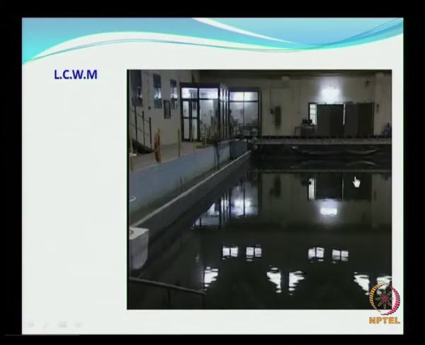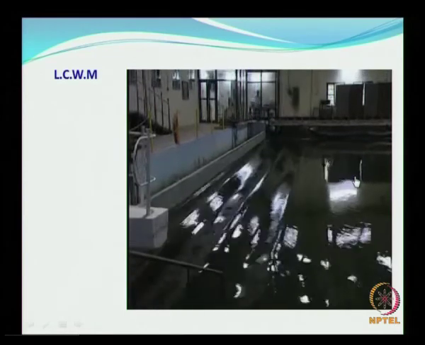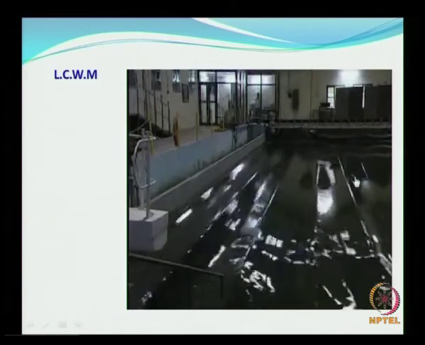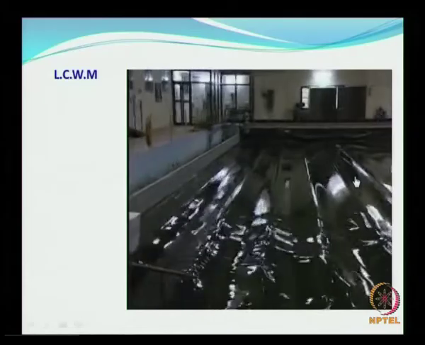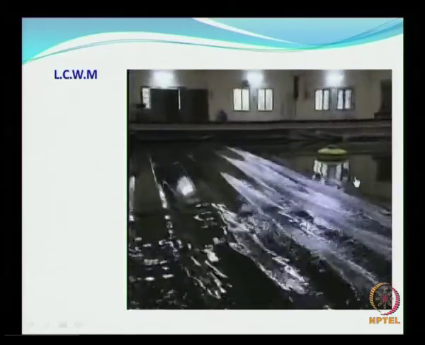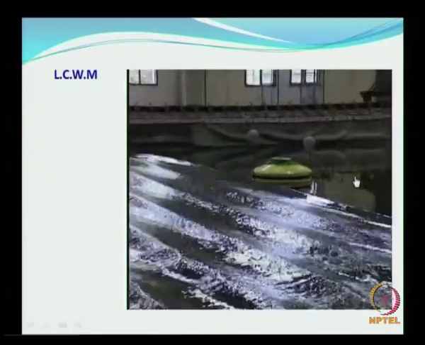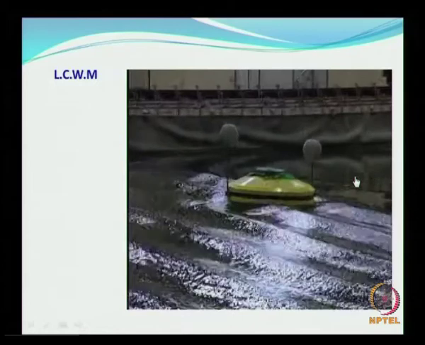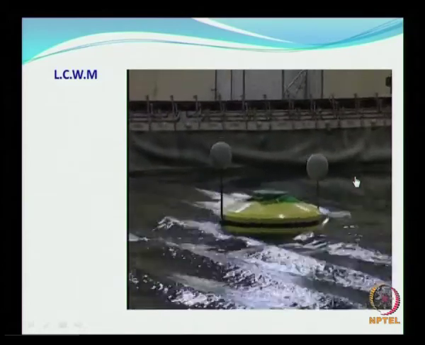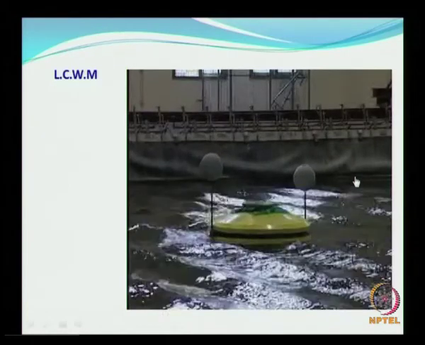So now you see the operation of the LCWM, that is the long crested wave maker, wherein it is generating only long crested waves. So you have already seen the waves generated in the flume. Now you can see the long crested waves generated in the tank, propagating in presence of a floating body, the motions of which are being measured.